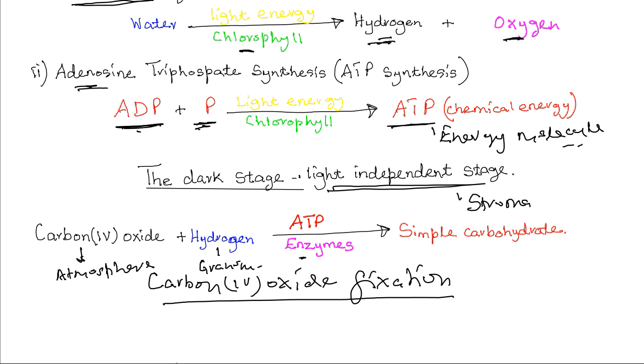Apart from being enzyme controlled, this process is energy consuming, and the energy is provided by the ATP molecules produced in the light stage. So this ATP that was formed during the light stage provides the energy that drives the carbon dioxide fixation process. The products of this fixation process are simple carbohydrates.